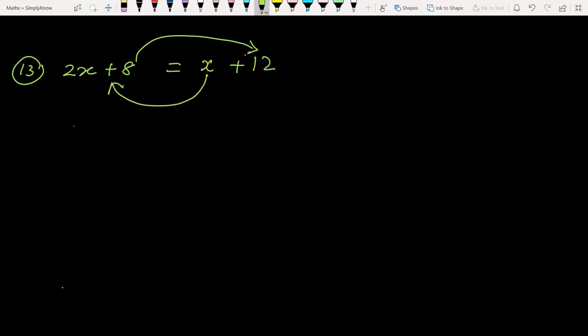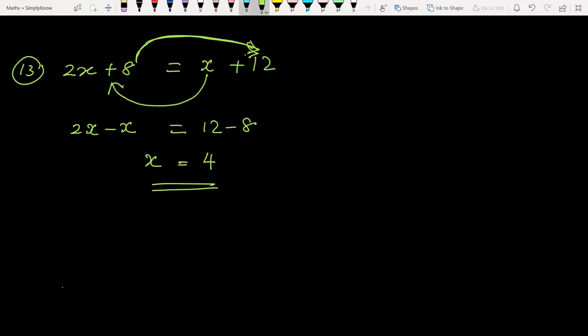So this will become 2x. If I transpose x to the left side, it will become minus x equals, we have 12 here. Then if I transpose 8 to the other side, it will become minus 8. So 2x minus x is x. 12 minus 8 is 4. So our x is 4.